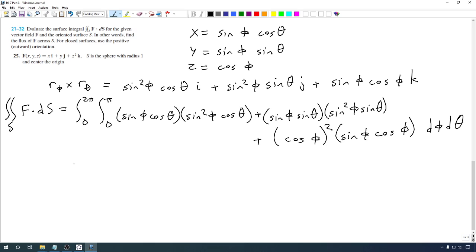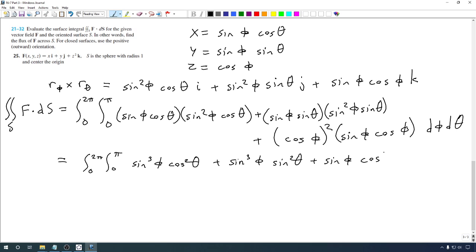So this looks maybe a little more complicated than it really is. Let's go ahead and actually expand things out here. So we do have 3 copies of sine phi here. So we have sine cubed phi, but we have a cosine squared theta. We have, again, another sine cubed phi, and we have a sine squared theta. And then for this last one, we have a sine phi, but we have 3 cosines. We have d phi, d theta.